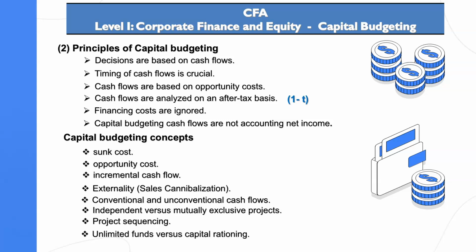Unlimited funds versus capital rationing. Unlimited funds means the company has a slack of liquidity. It could also issue new equity. It could borrow also. This is called unlimited funds. So if you have 5 projects, you can take all 5 of them. But if there is capital rationing, that means capital is not always available. If you have 3 projects, you have cash or financing available only for 1 or 2 projects, but not all 3. This is what is meant by unlimited funds and capital rationing.